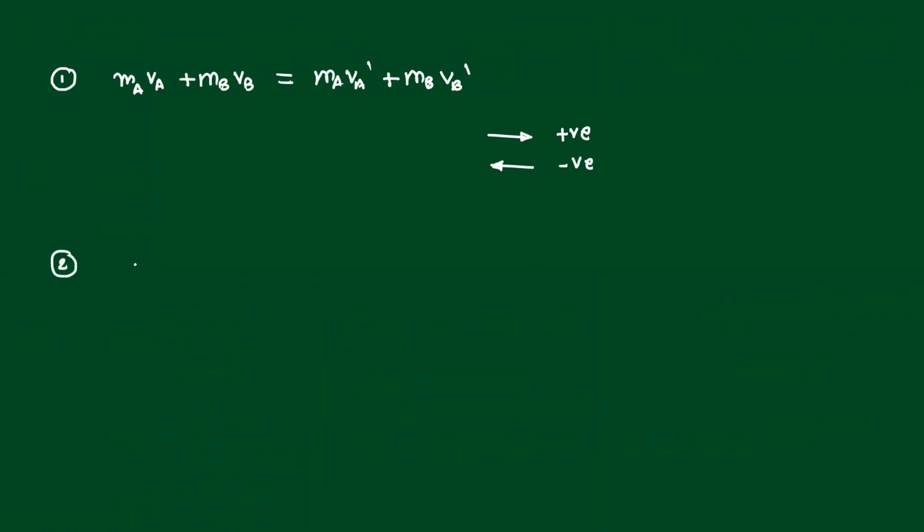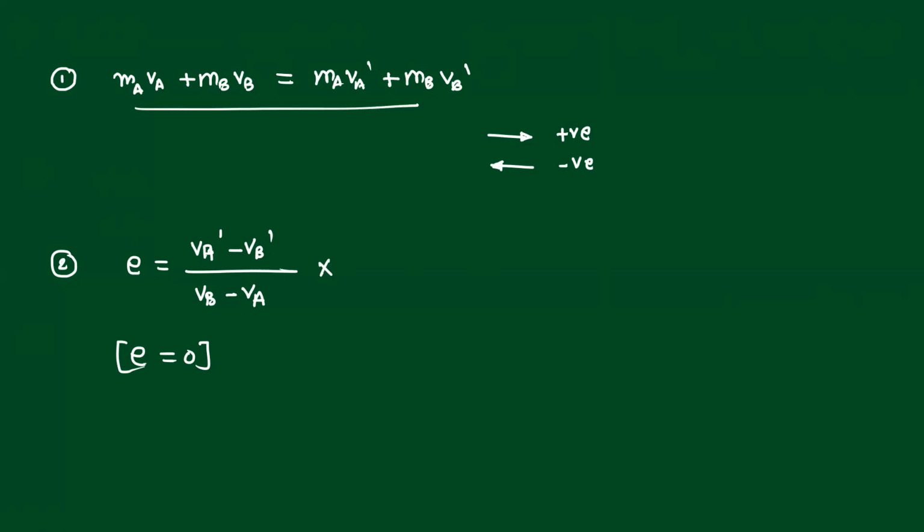Second equation we should use is E, which is the coefficient of restitution, equal to VA dash minus VB dash upon VB minus VA. Okay. Only if E is equal to 0, so this is the special case, that is the plastic impact, we will not use this equation. We just have to use the first equation for the plastic impact.